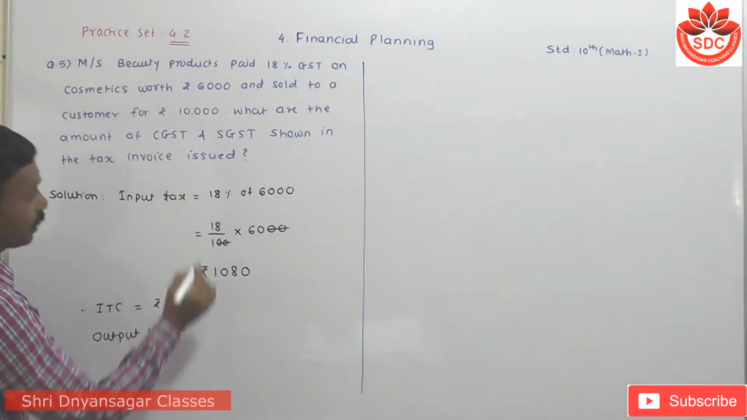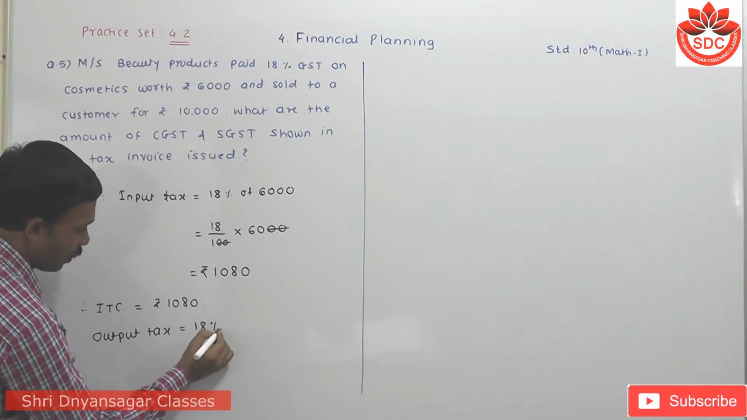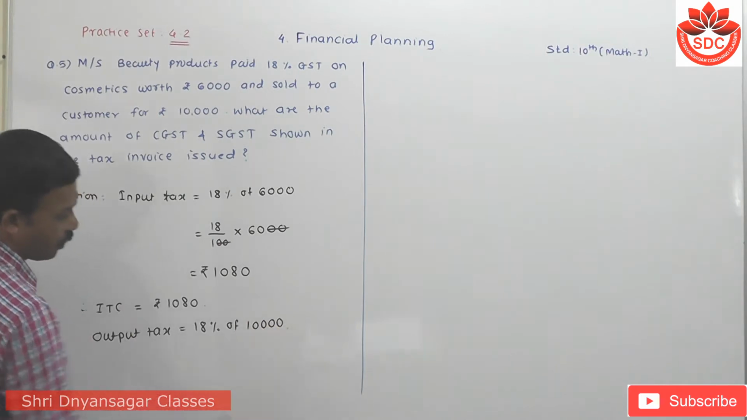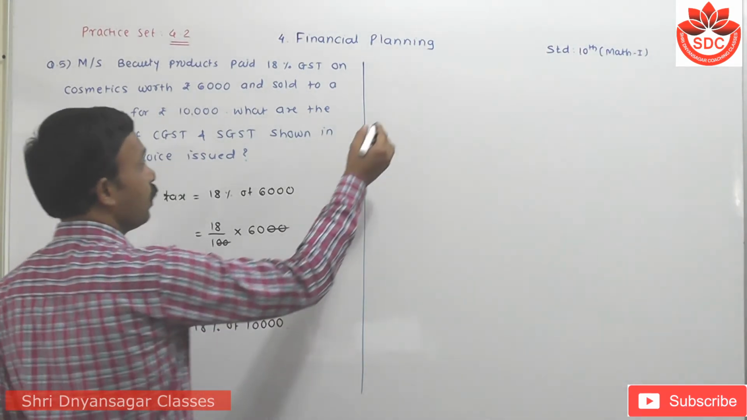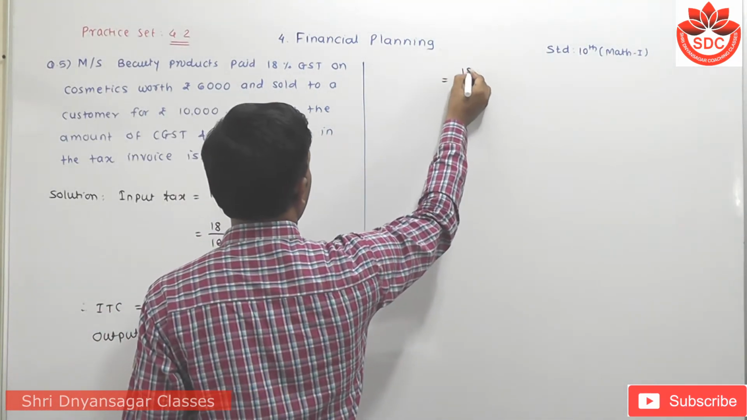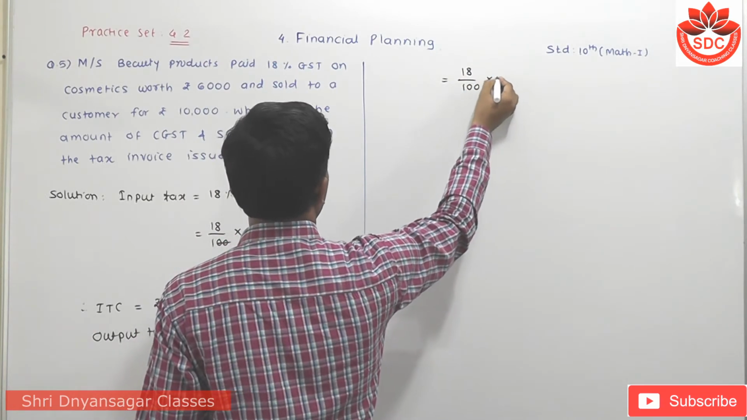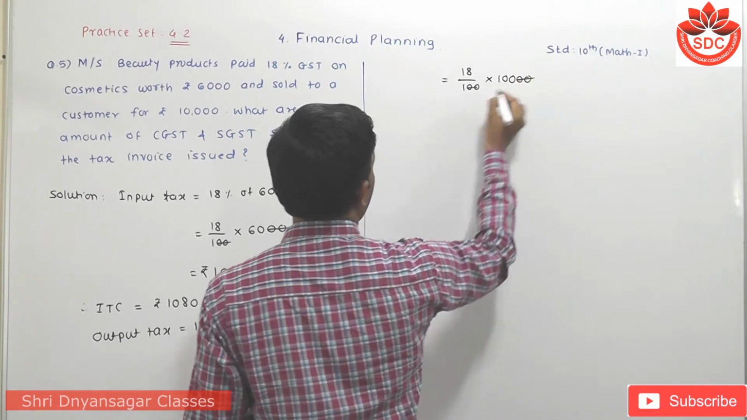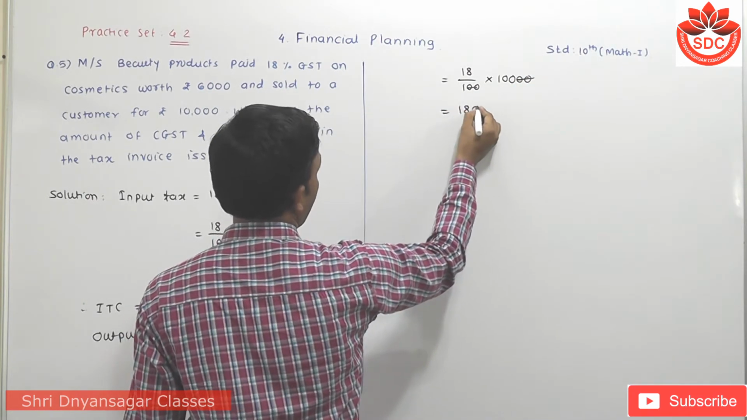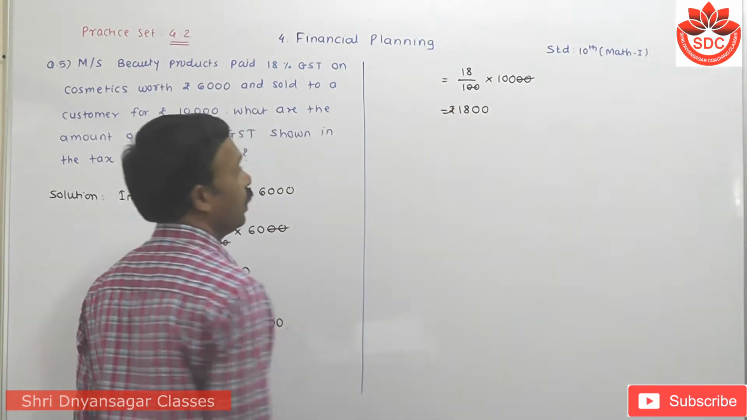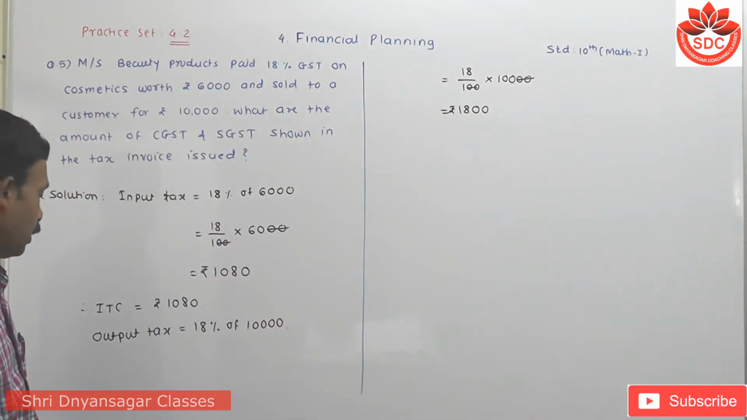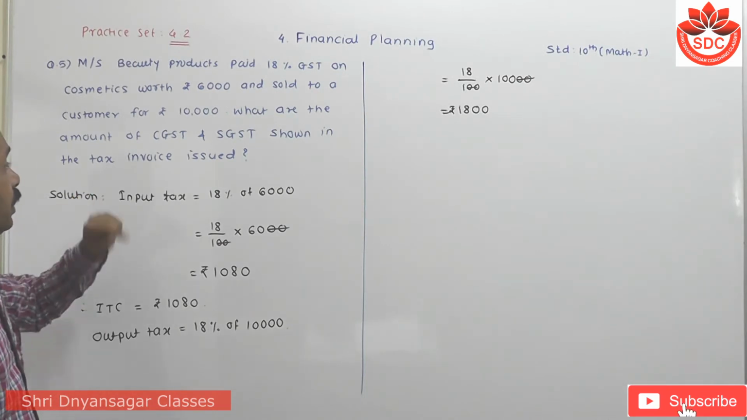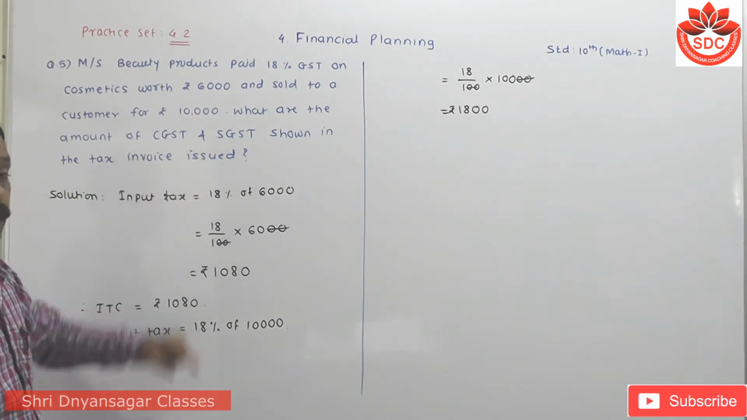Then we have to find the output tax, which is also 18% on 10,000 rupees. Therefore 18 upon 100 into 10,000. Then the zeros get cancelled. 18 1s are 18, that means 1,800 rupees. This is the output tax. Here we have to find the GST and then the CGST and SGST.